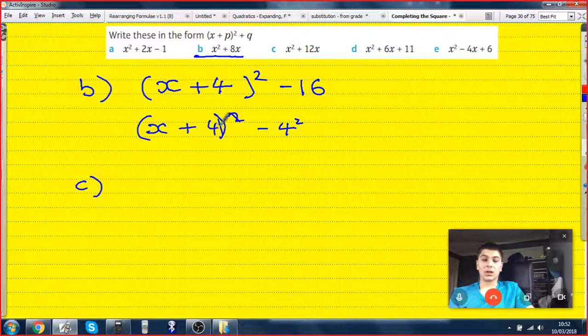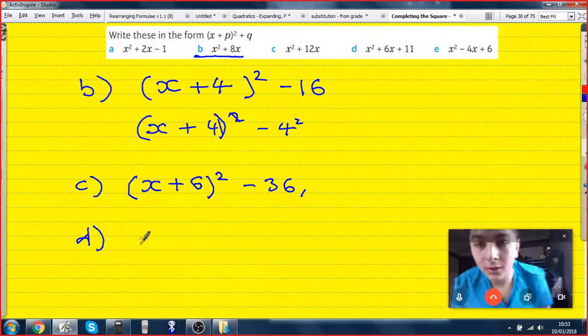So x squared plus 12x. So do we put x plus 6 and then squared? Yeah. And then do we put like minus 36? Correct. That's it. You've done it. Okay, let's try D.